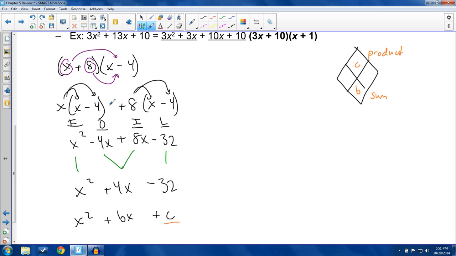Okay. Where was I on this problem? So what we were doing was distributing this to show where everything came from. The whole idea was to make sure we saw that your product is your last two numbers here, and your sum is these two numbers here.